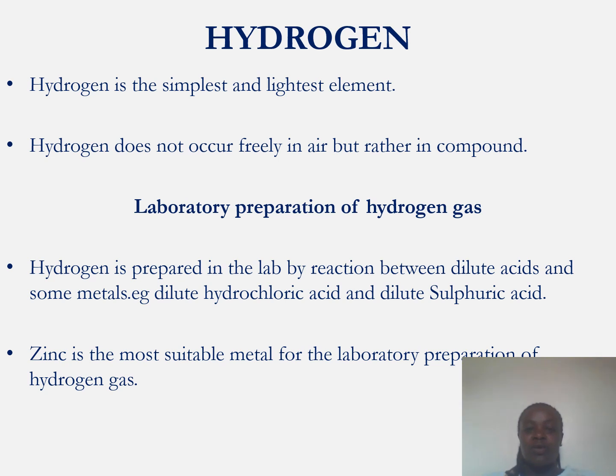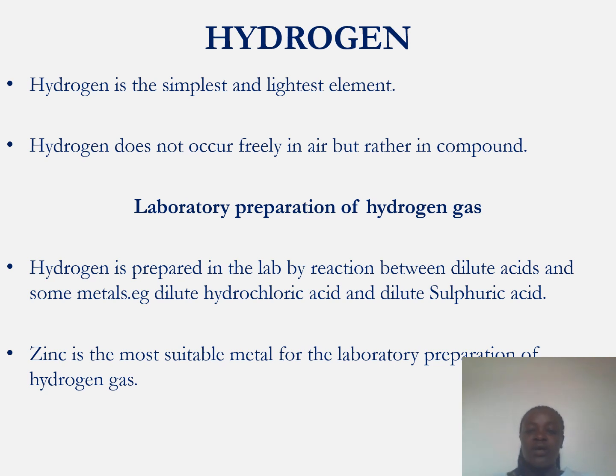So what can we say about hydrogen? We can say that hydrogen is the simplest and lightest element. So of all the elements, hydrogen is the simplest and the lightest. Hydrogen does not occur freely in air, but rather it occurs in compounds. So we are going to look at how we can prepare hydrogen gas in the laboratory.